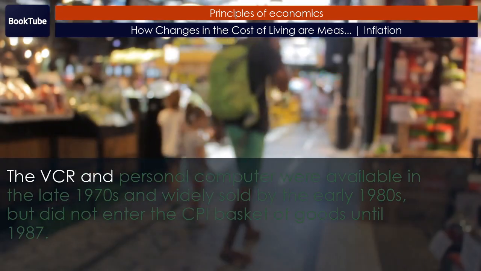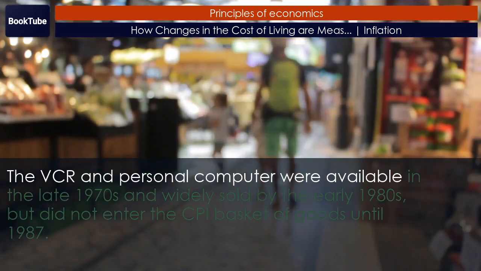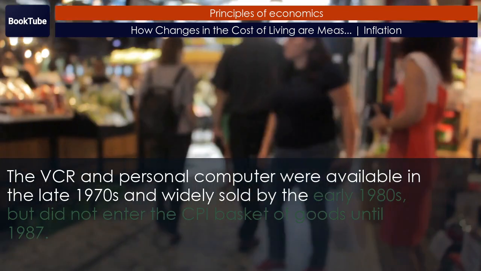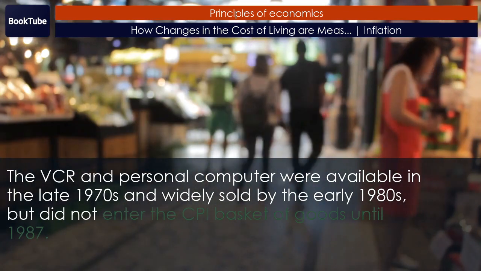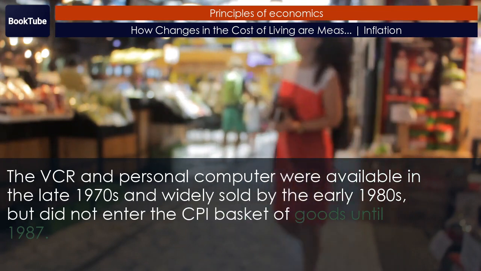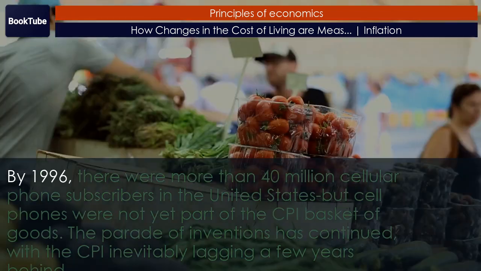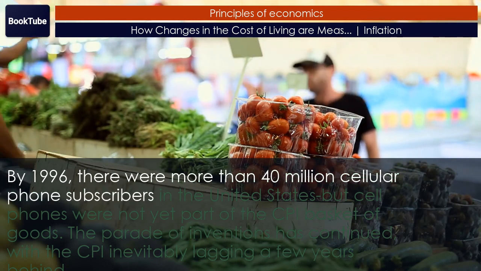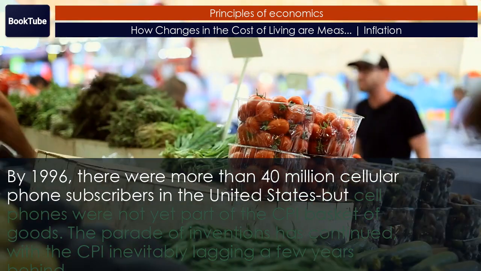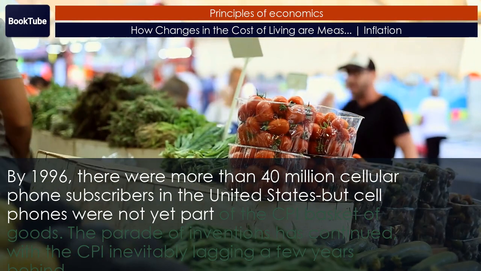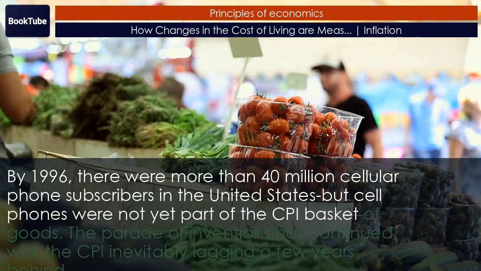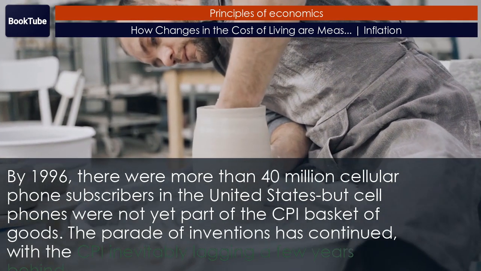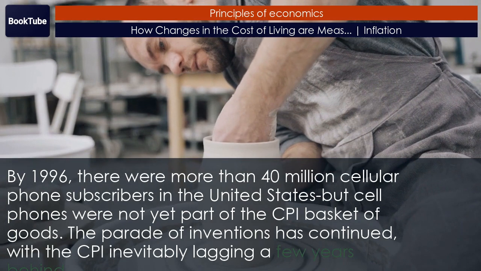The VCR and personal computer were available in the late 1970s and widely sold by the early 1980s, but did not enter the CPI basket of goods until 1987. By 1996, there were more than 40 million cellular phone subscribers in the United States, but cell phones were not yet part of the CPI basket of goods. The parade of inventions has continued, with the CPI inevitably lagging a few years behind.